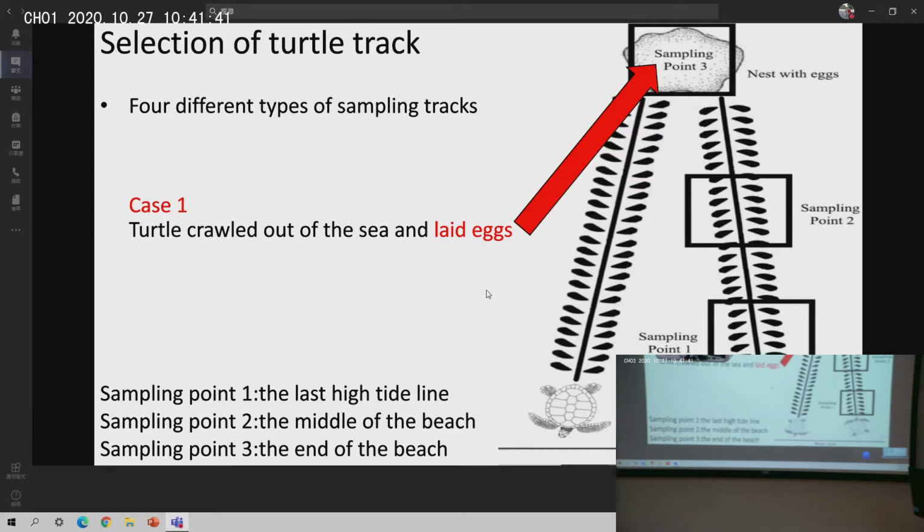Then I will talk about the selection of the turtle tracks. There are 4 different types of sampling tracks, and this is case 1. Sampling point 1 is the high tide line, sampling point 2 is the middle of the beach, and sampling point 3 is the end of the beach. Case 1 is the turtle crawling out of the sea and laying eggs, and at the sampling point you can see the nest with eggs.